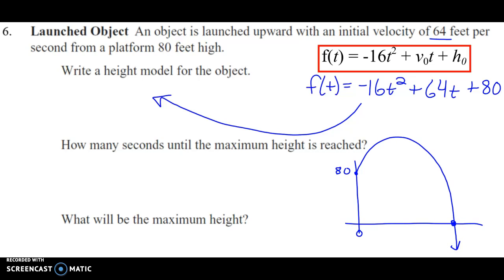right? Why does this part of the parabola not matter? Because it's negative. Yeah, we don't have negative time. So we just start at time is 0, that's the y-intercept. It's going to go up, and then it's going to come down and hit the ground, okay?